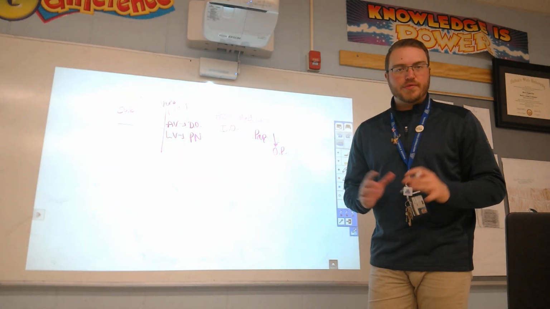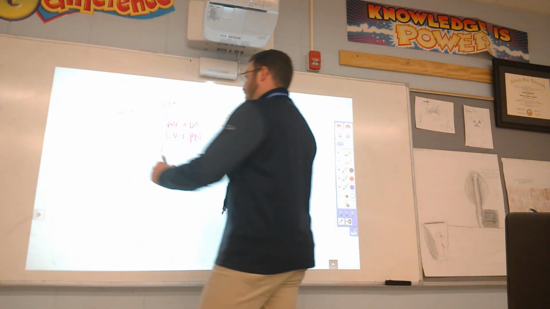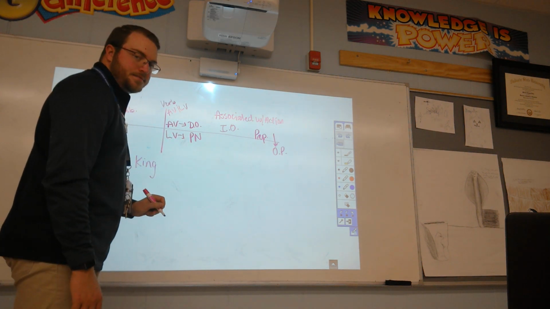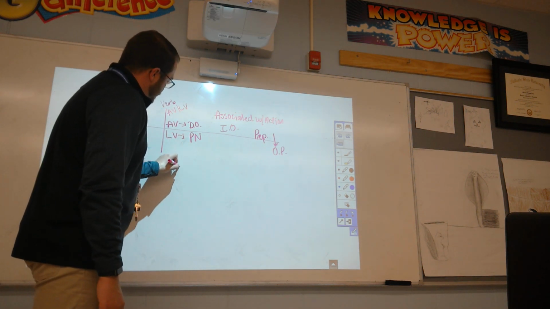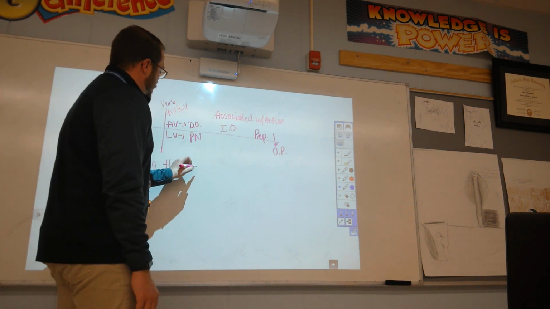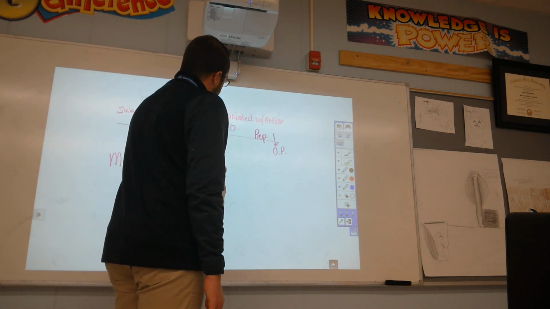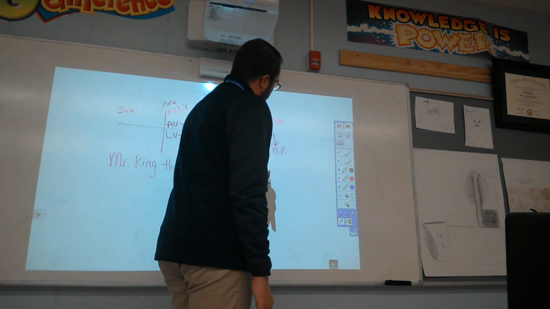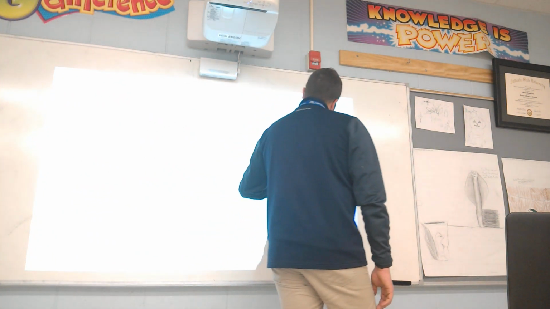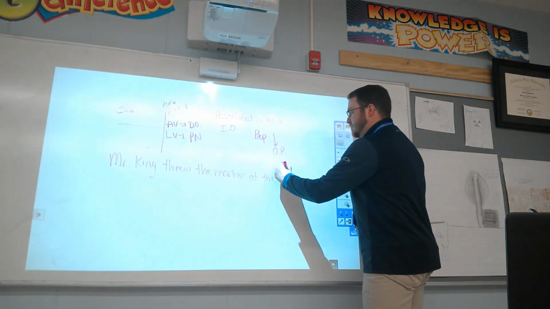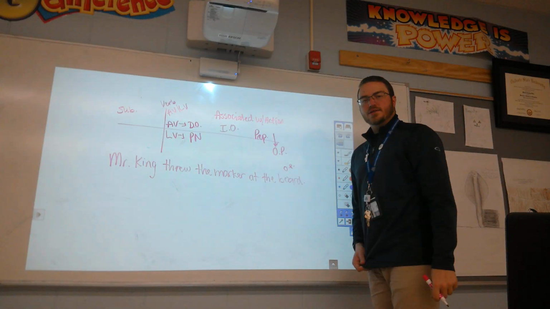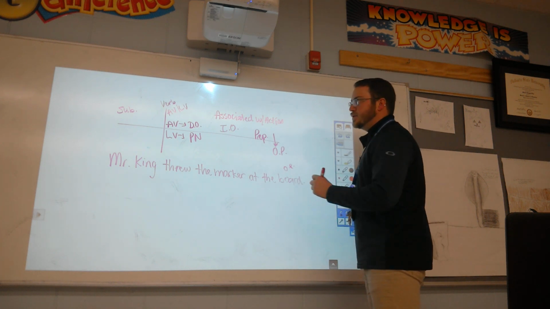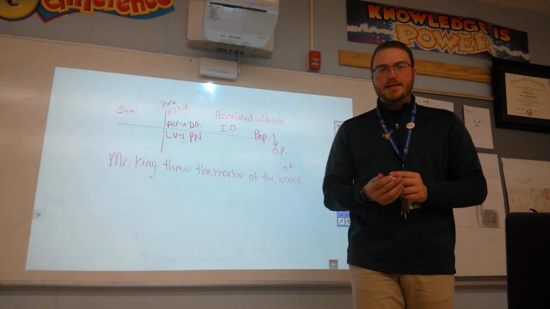So, how does this work if we label it? I'm going to show you. Mr. King, the subject, threw, action word, the marker, direct object, at the board. Now this is our object, the preposition. It is also an indirect object acting as an object of the preposition. So those are the different kinds of nouns that we have to pay attention to.